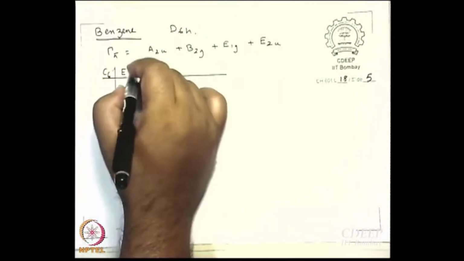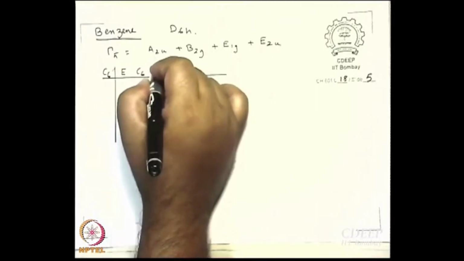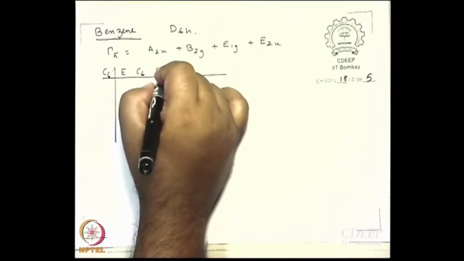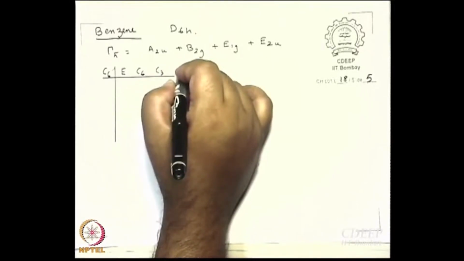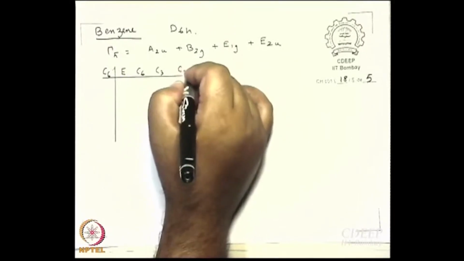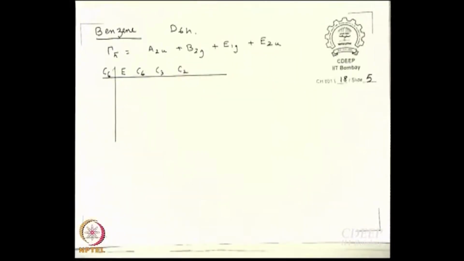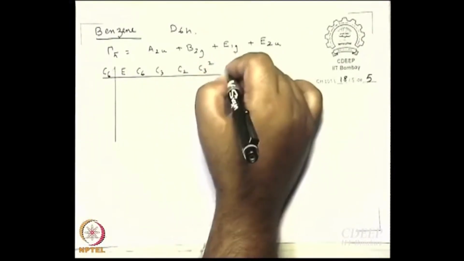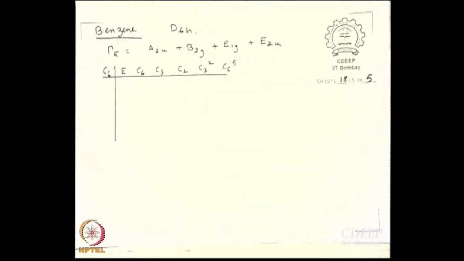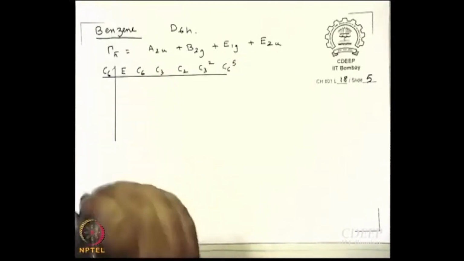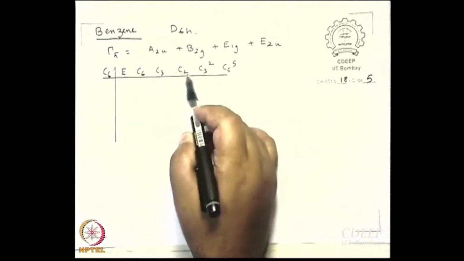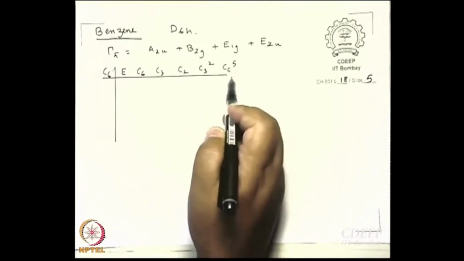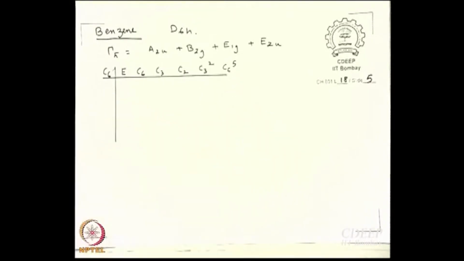We have E, C6, C6 square is C3, then C3 square, well the way it is written is C2. What is C2? How do I get C2? C6 cube, right? C6 cube is C2, then C3 square and finally C6 to the power 5. So C6 to the power 1, C6 to the power 2, C6 to the power 3, C6 to the power 4, C6 to the power 5, C6 to the power 6, right?